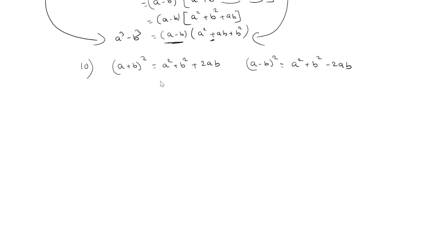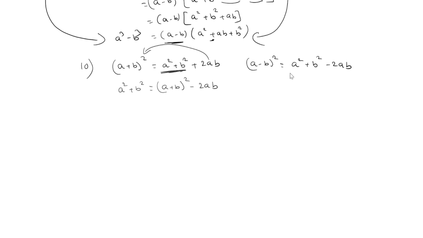Now I am asking you to do a small work. Keep this a square plus b square on the right hand side. Just try to send this plus 2ab to the left hand side. What will you get? If plus 2ab goes to the right hand side it will become minus 2ab. So you can derive one formula: a square plus b square is equal to a plus b whole square minus 2ab.